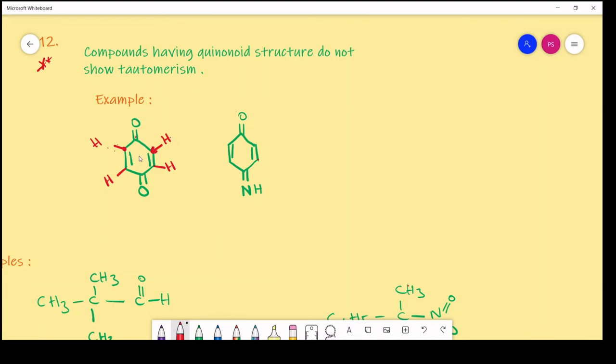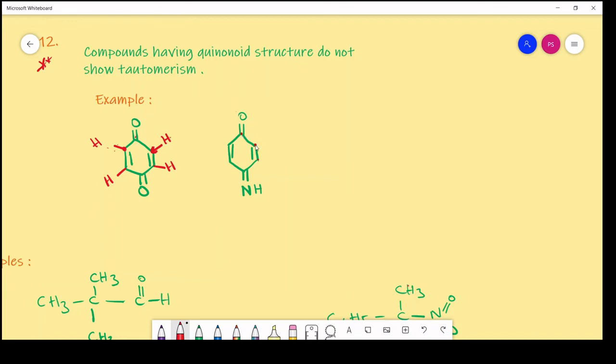So that's why these finite structures don't involve in tautomerism. Okay. The compounds having finite structure don't show tautomerism. Okay, these hydrogen atoms are sp2 carbon attached hydrogens. For keto-enol tautomerism or tautomerism, hydrogen should be saturated. Okay, is it clear?